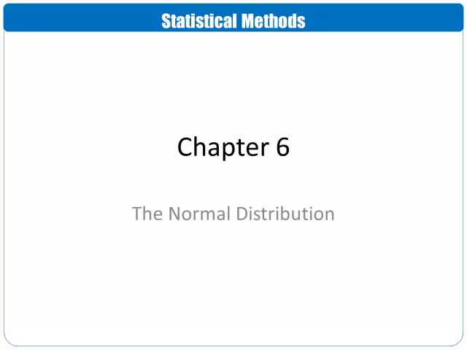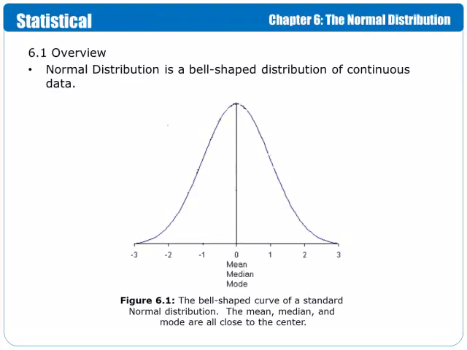Chapter 6, the normal distribution. The normal distribution is a bell-shaped distribution of continuous data. If you look at figure 1, you can see the bell-shaped curve. It also indicates that the mean, median, and mode are at the same spot.